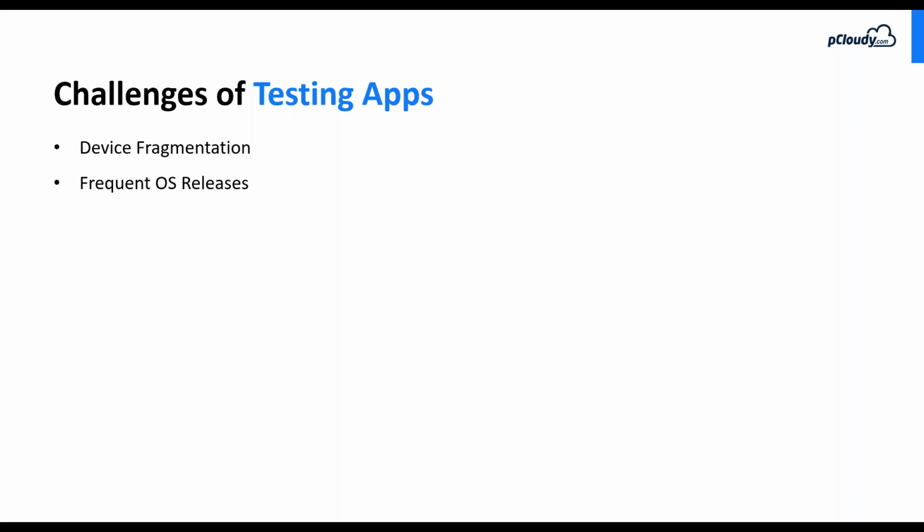Now, what happens when we have different OS releases? We keep getting a lot of new features. Some new APIs get introduced in these releases, and some older APIs get deprecated, and so on. So there are a lot of things which affect the functionality of your mobile application, and hence your mobile application has to be tested on multiple OS releases and multiple OS versions. This becomes a big challenge in today's era.